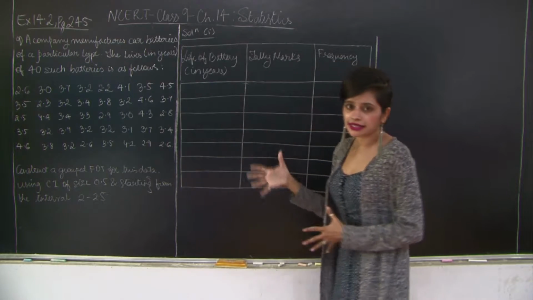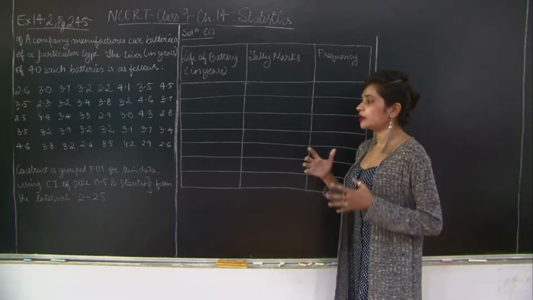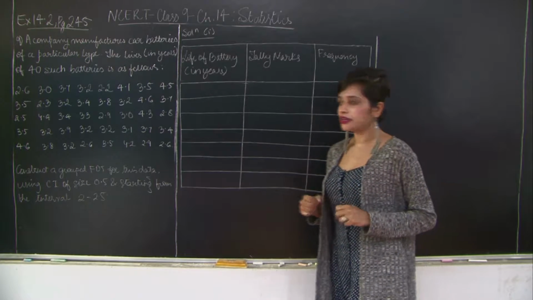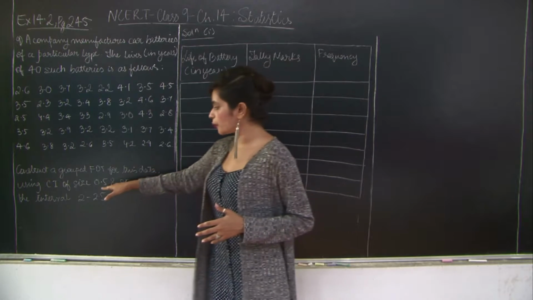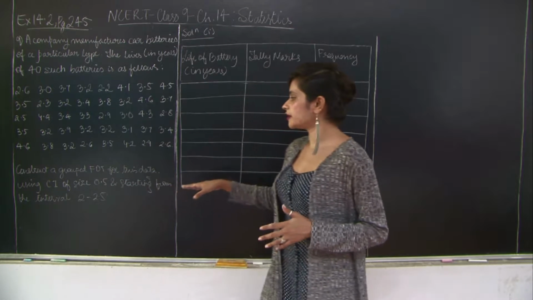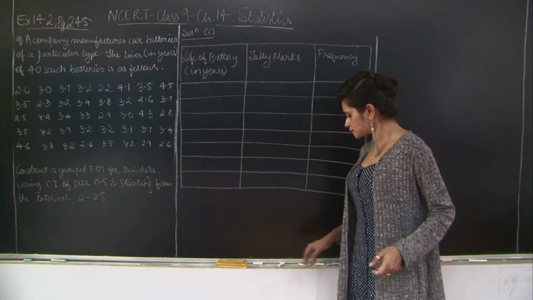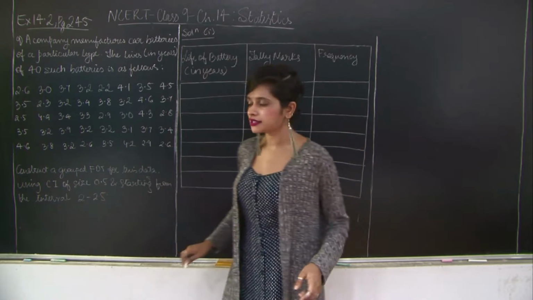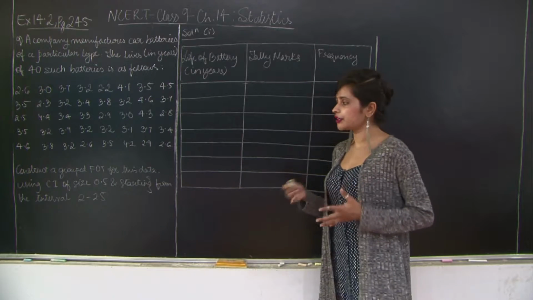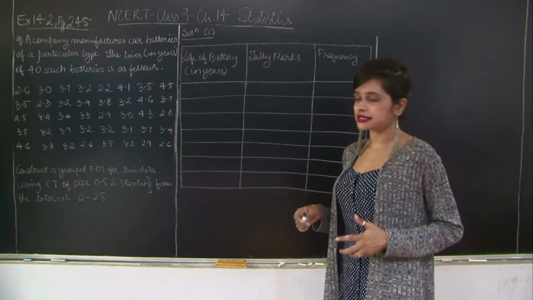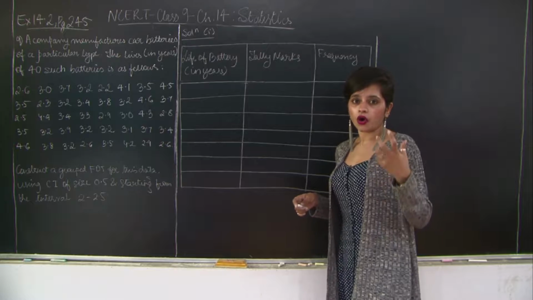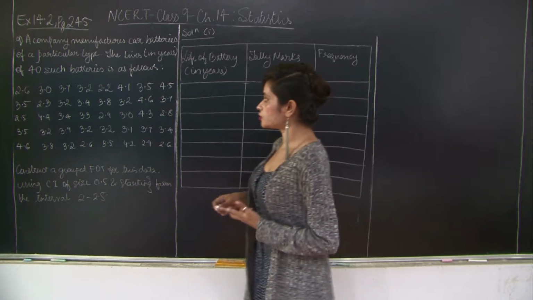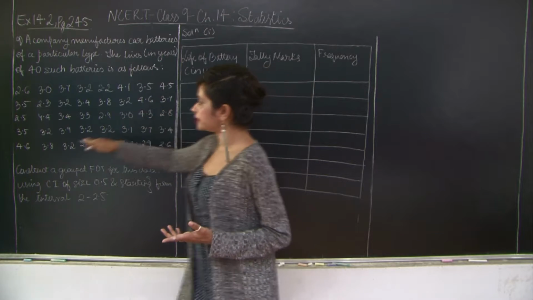Now, on the basis of this data that we have for 40 batteries, we need to construct a grouped frequency distribution table for this data using a class interval of size 0.5 and starting from the interval 2.25. So we know the starting class, that is the range of the years. How about the last class interval? The last class interval always depends on the highest observation that you get. The highest observation, if you can see, is 4.6.